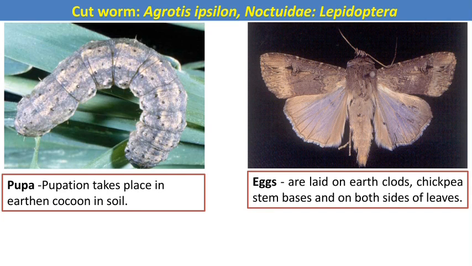This is the caterpillar of the cutworm, and this is the adult moth of the cutworm. After male-female mating, the female moth lays eggs on earth clods, chickpea stem base, and on both sides of the leaves. Then the larva goes into pupation, and pupation occurs in earthen cocoons in soil.